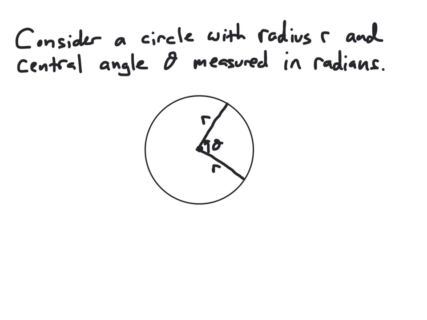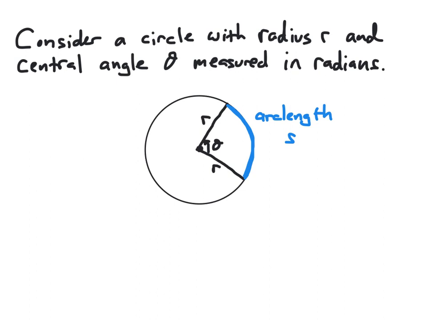Let's start by considering a circle with a radius of length r and a central angle theta that's measured in radians. Given this situation, there are two geometric objects which are related to angle theta. The first is the length of the arc of our circle, which is being subtended by our angle. In other words, the arc between the endpoints of our angle. We'll call the length of that arc the arc length and denote that by the letter S. So S here will stand for the length of that particular arc, which will depend on the angle theta, as well as the radius of the circle.